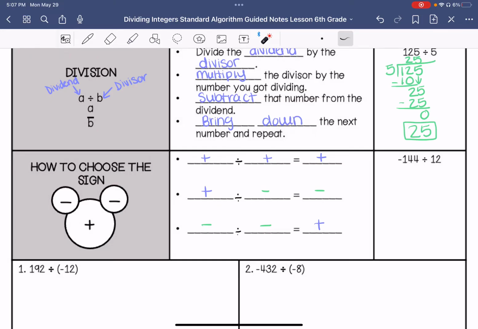So I kind of decide before I do division. So I have negative 144 divided by 12. So my answer is going to be negative because I have a negative and a positive. And 12 goes into 14 one time. 12 times 1 is 12. Subtract and get 2. 12 goes into 24 twice. 12 times 2 is 24. Subtract that and get 0. And my answer is negative 12.